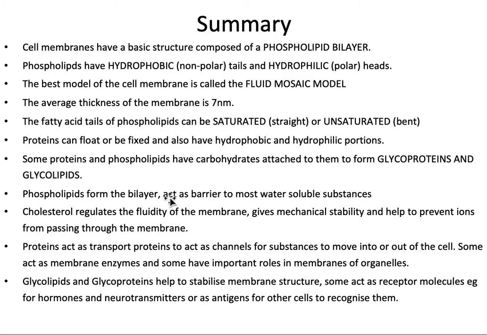Alright, so what's the summary? Cell membranes have a basic structure composed of a phospholipid bilayer. Phospholipids have hydrophobic non-polar tails and hydrophilic polar heads. The best model of the cell membrane is called the fluid mosaic model. The average thickness of the membrane is 7 nanometers. The fatty acid tail of phospholipid can be saturated straight or unsaturated bent. Proteins can float or be fixed, and have hydrophilic portions. Some proteins and phospholipids have carbohydrates attached to them to form glycoproteins and glycolipids.